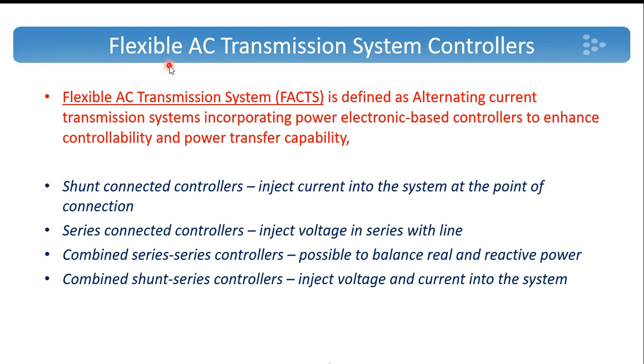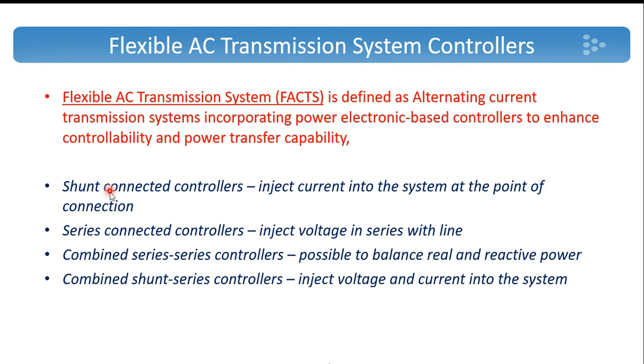A flexible AC transmission system is the involvement of power electronic components in the power system. Or a flexible AC transmission system is defined as an alternating current transmission system incorporating power electronic controllers to enhance the controllability and power transfer capability. The power electronic converters are involved in the power system to enhance the power transfer capability of the system.